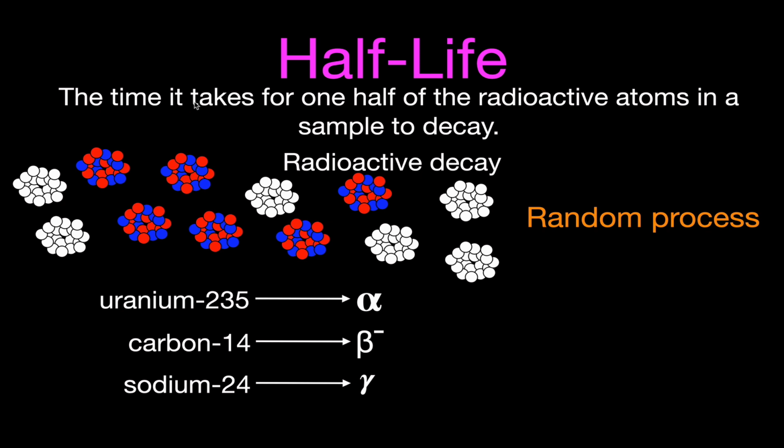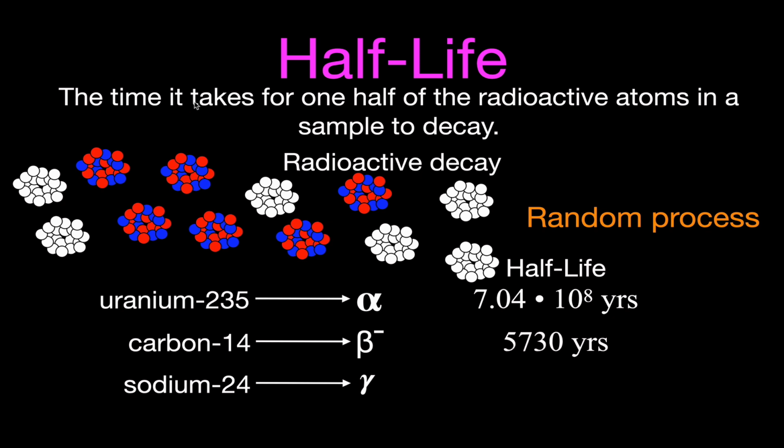Now, the half-life is the time it takes for half of them to decay. And there's a very large range in the half-life for radioactive nuclei. Uranium-235, for example, which is an alpha emitter, has a half-life of 7.04 times 10 to the 8 years. That's 704 million years for half of a sample of uranium-235 to decay. Carbon-14 has a much shorter half-life. It's only approximately 5,730 years. That's the time it takes for half a sample of carbon-14 to decay. And sodium-24, which is our gamma emitter, has a half-life of just 15 hours.